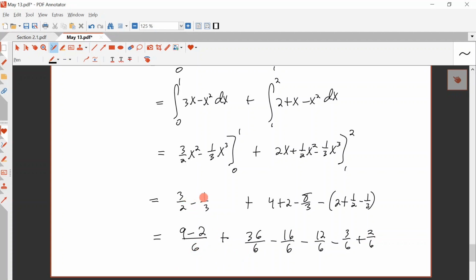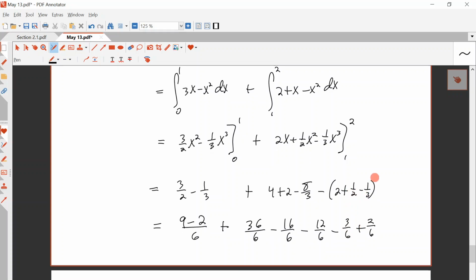9 minus 2, 6 minus 2, well, that's 36 over 6. This is 12 over 6. Minus 16 over 6 for the 8/3. Minus 3 over 6 for the half. And then plus 2 over 6 for the third.